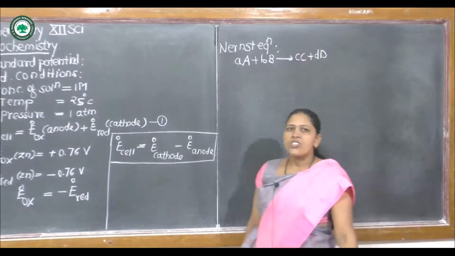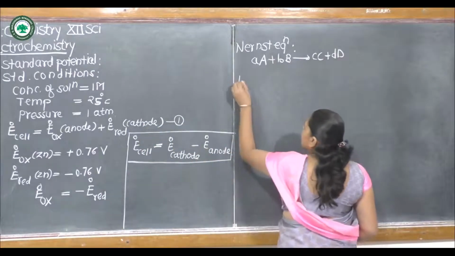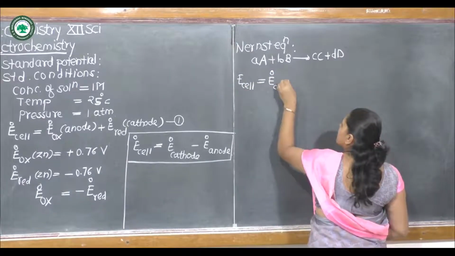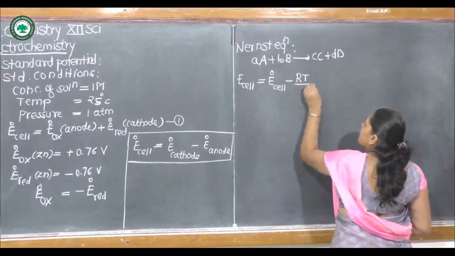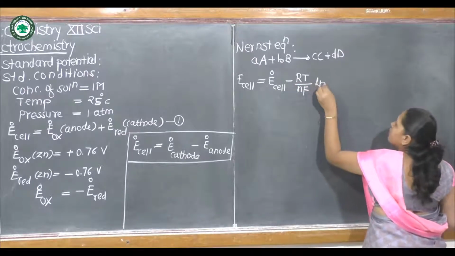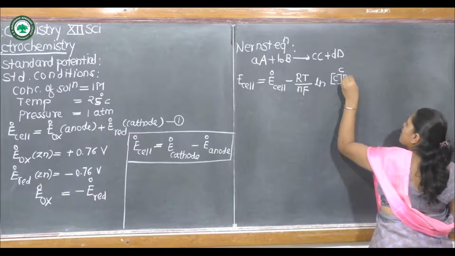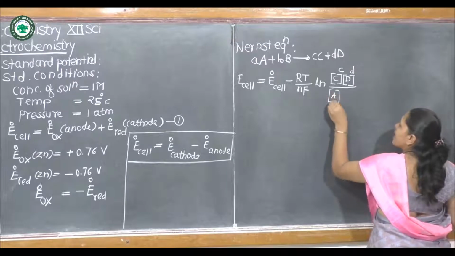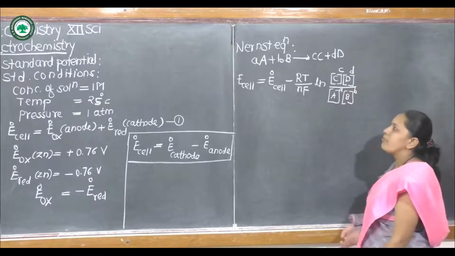for this general reaction the cell potential is E cell is equal to E0 cell minus RT divided by nF, ln of concentration of C raised to c into concentration of D raised to d, divided by concentration of A raised to a multiplied by concentration of B raised to b.